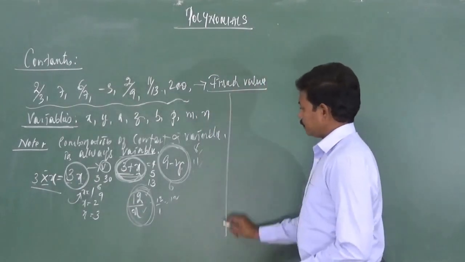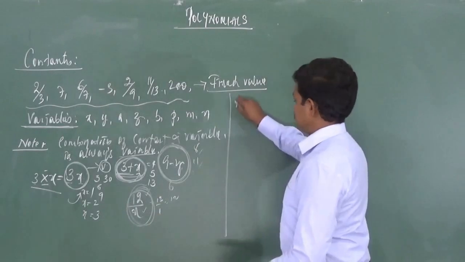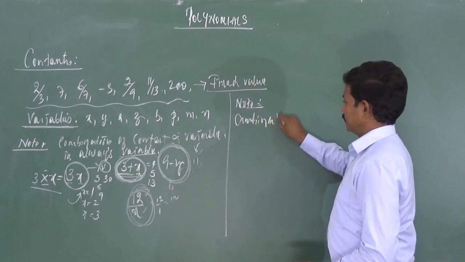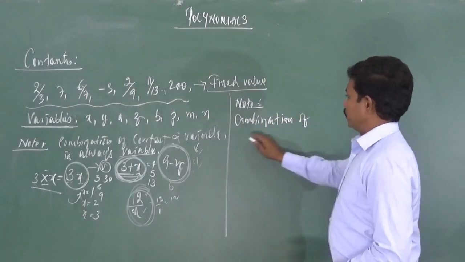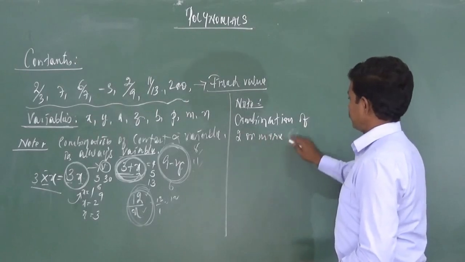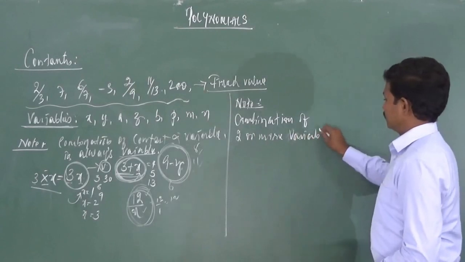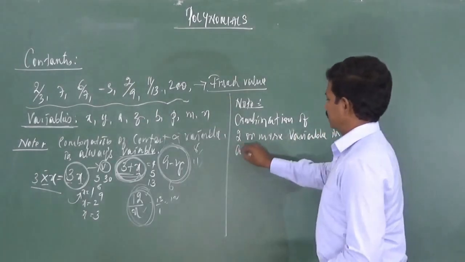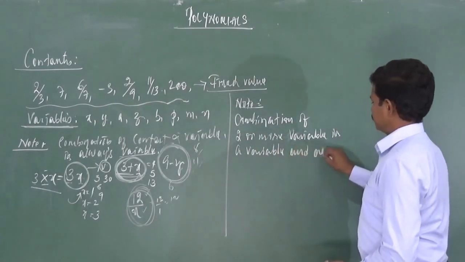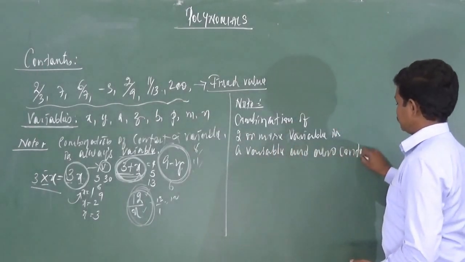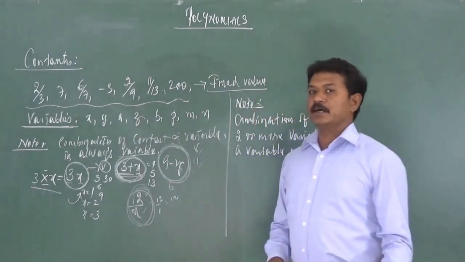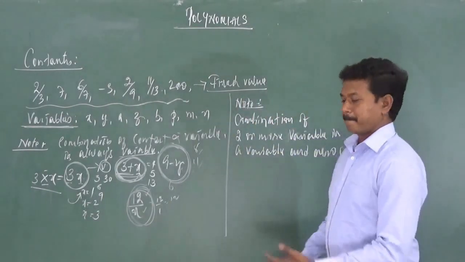Okay, we'll go with another one. This is also very important. Combination of two or more variables is a variable and also a constant. Combination of two or more variables is a variable at times, and at times it can also be a constant.